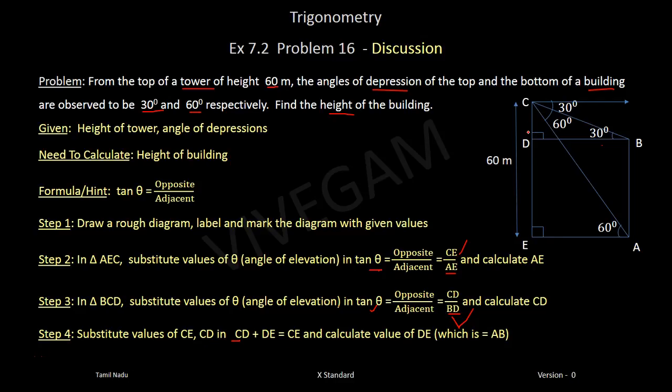We know the relationship CD plus DE equal to CE. We just calculated CD in step 3, and we know CE, which is given as 60 meters. So substitute the value of CD and CE in this equation, and you will be able to calculate DE, because these two are known. But again, what is DE? DE equal to AB, which is the height of the building. Okay, so that is how this problem can be solved.